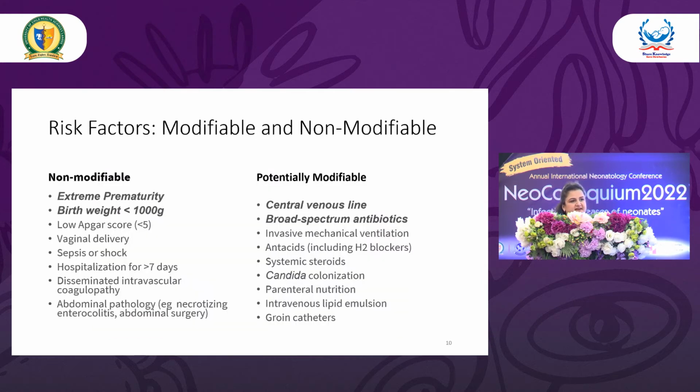When we think about the risk factors, it's common to divide them into modifiable and non-modifiable risk factors. The most important non-modifiable risk factors that are most extensively studied and described in the literature are extreme prematurity, specifically a gestational age of less than 28 weeks and a birth weight of less than 1,000 grams. This can increase the risk of invasive fungal infection 4 to 8 times compared to a normal term baby or a normal birth weight baby.